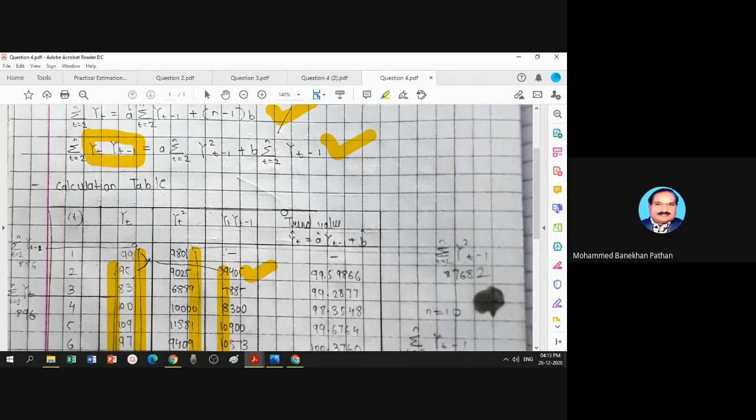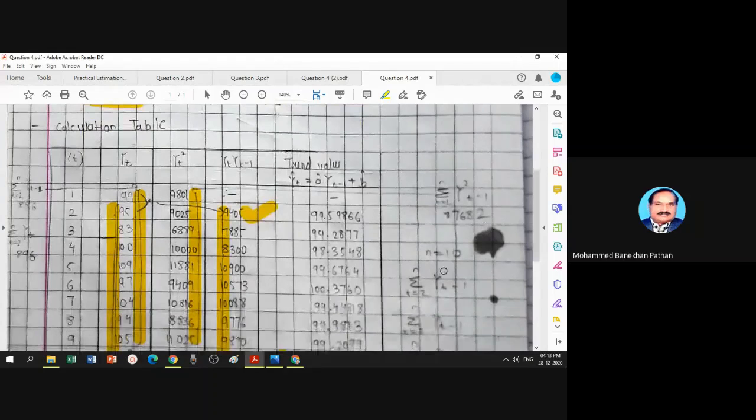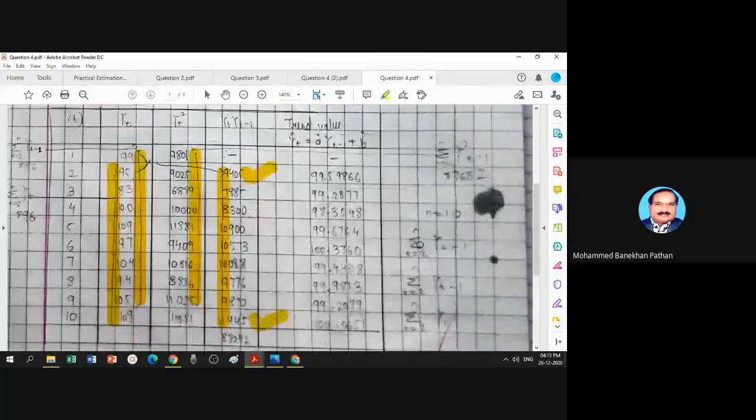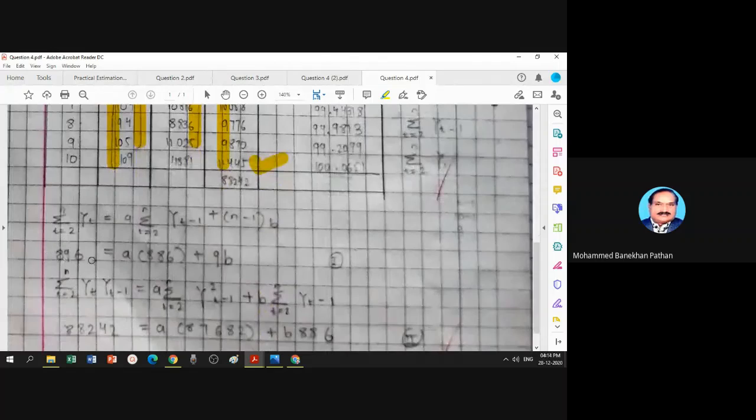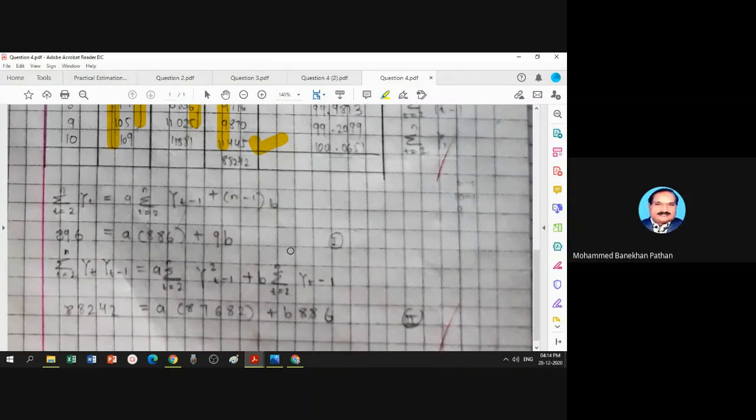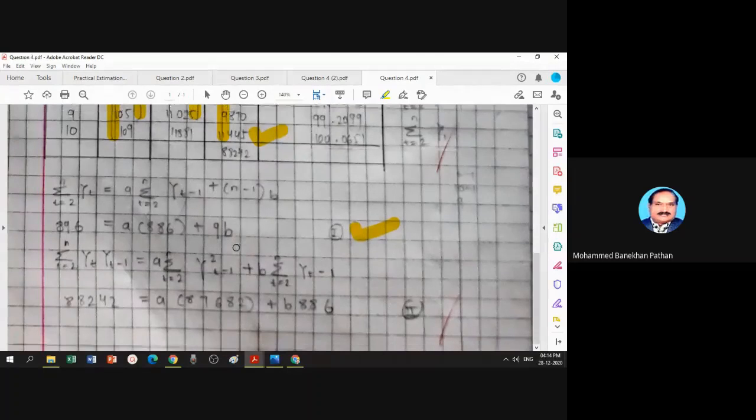Understand? So after putting all these values in these equations, I write here systematically, check it. I put these totals: this total coming 896, a times this total, plus n is 10, so n minus 1 is 9 times b. I got equation 1 in terms of small a and small b. In the second equation, I put the respective totals and I get equation number 2.